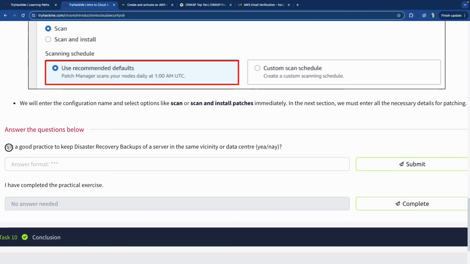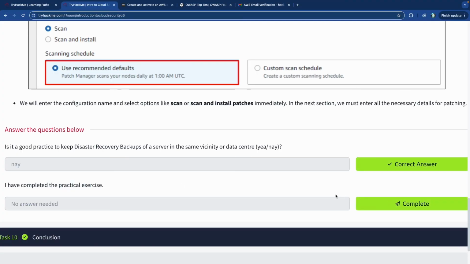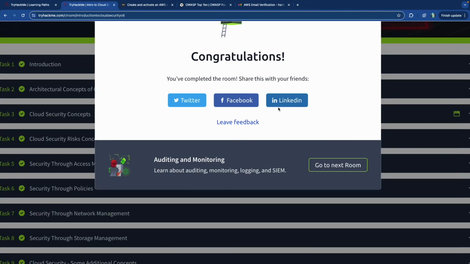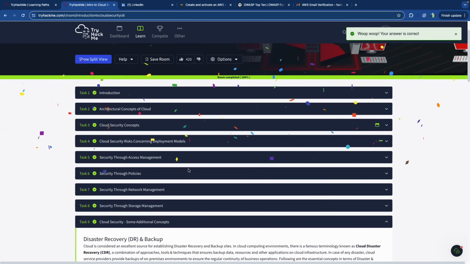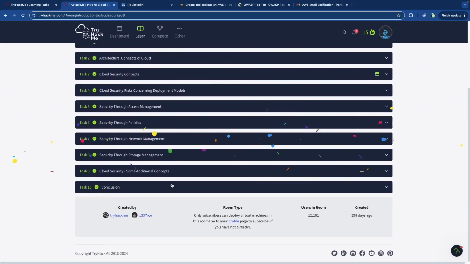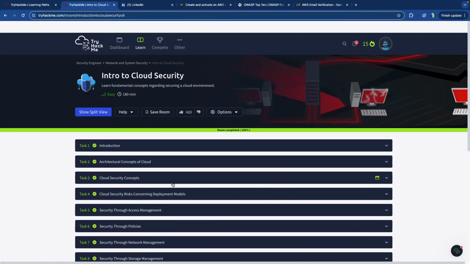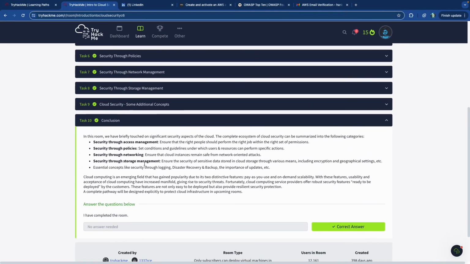So the question here is: is it a good practice to keep disaster recovery backups for a server in the same vicinity or data center? I would say nay. Yeah, that is the answer. So there it is. We are now officially complete with our room here. So that was it for our cloud security introduction.